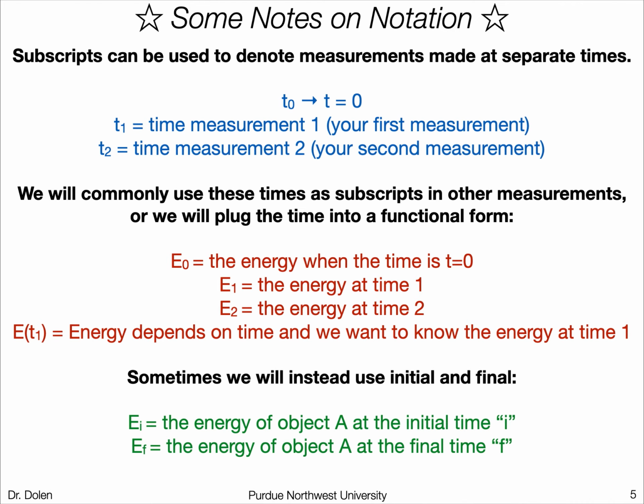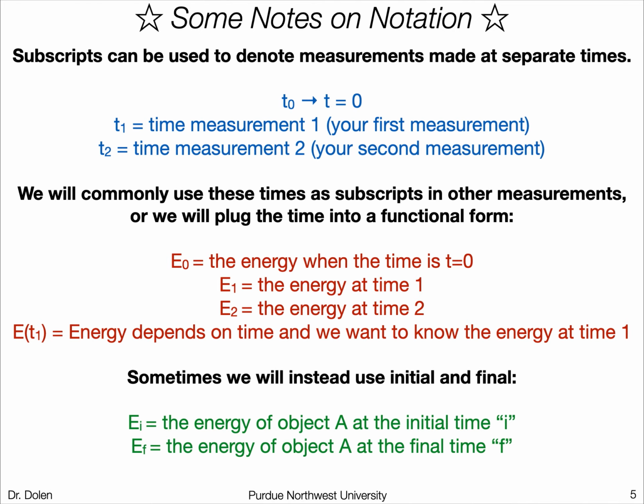Right, so for example, E sub 0 would mean the energy when the time equals 0. E sub 1 would mean the energy at time 1. E sub 2 would mean the energy at time 2. And sometimes we may also specify a given energy or something else by plugging in a given time to a functional form. So I may know my energy as a function of time, right? I may have an equation for my energy at any given moment of time. So if I plug in to that functional form time 1, then I would find out what is my energy at that given time. Okay, so that's another way of specifying a given energy.